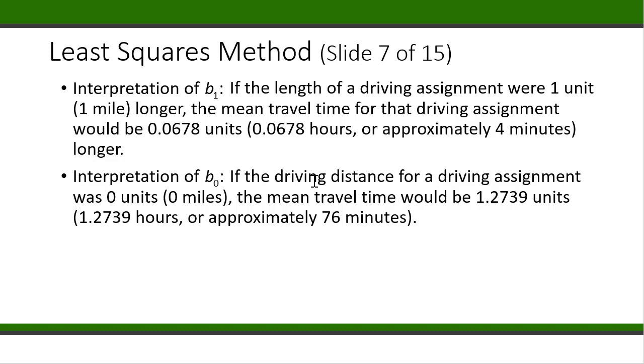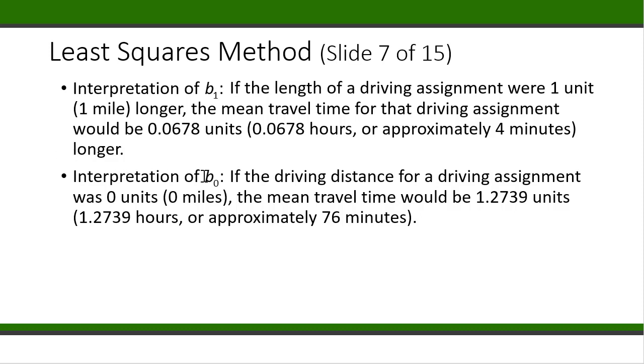So then the interpretation is such that for beta 1, if the length of the driving assignment was 1 unit, so we drove 1 mile longer because that's what x represents in this particular equation, the mean travel time for that driving assignment would be 0.0678 units. And since our units are in hours, we can then multiply that out. That's about 4 minutes longer.